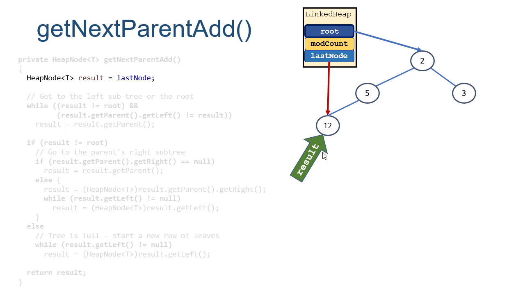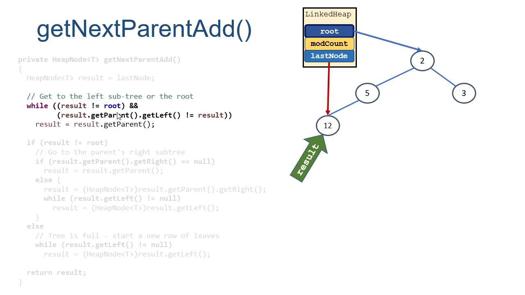Now this isn't going to be the final result. We're going to use this though as our starting point to find the new parent. Our first loop is going to iterate while the result is not pointing at the root, and also while the parent's left reference is not referring to the result. Now here, this isn't the root. However, the result is a left child of its parent, and so we're not going to iterate into this loop at all for this example.